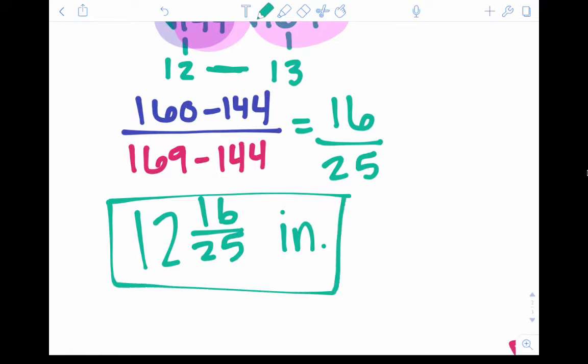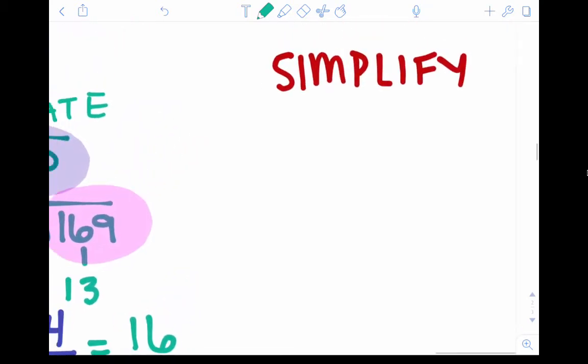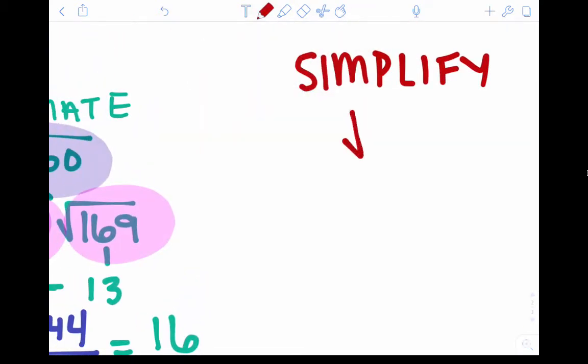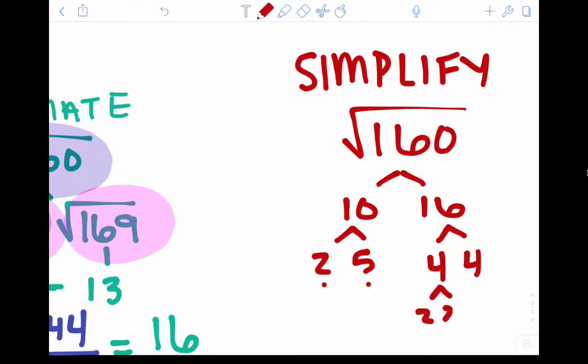All right, next I need to simplify this. So to simplify it, I'm going to take square root of 160, and I need to do my factor tree. So I know that 160 is 10 times 16, and then 10 is 2 times 5. Those two numbers are done. 16 is 4 times 4, which is then 2 times 2 and 2 times 2, and those are done.